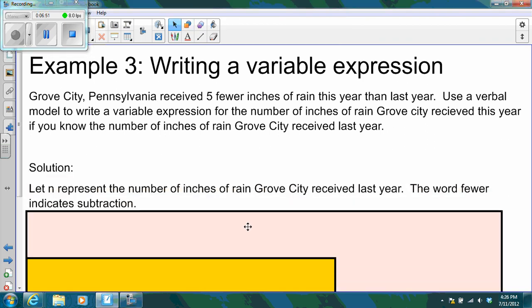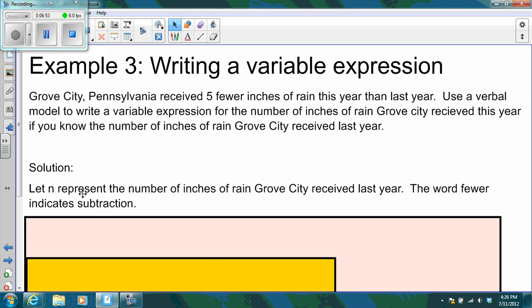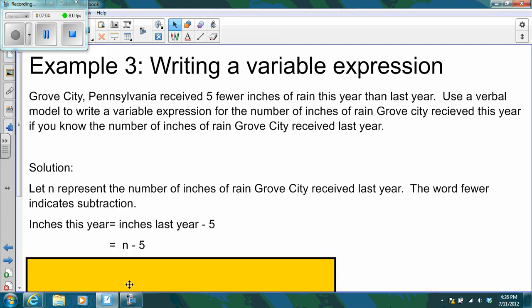So here, I started by saying n is going to represent the number of inches of rain Grove City received last year. And the word fewer indicates subtraction. So I can write this as inches this year is equal to inches last year minus 5, or n minus 5 would be my variable expression.